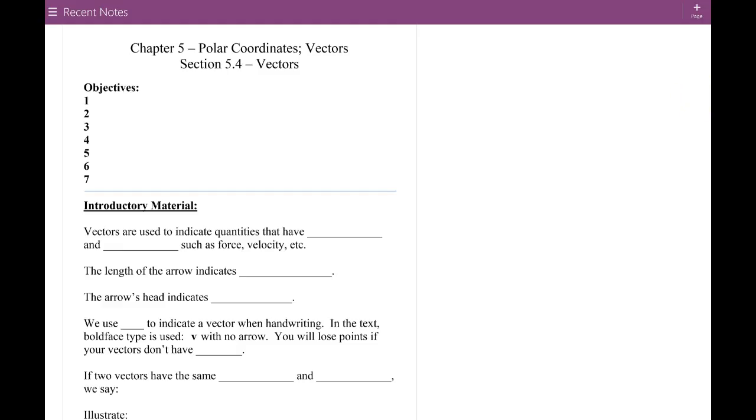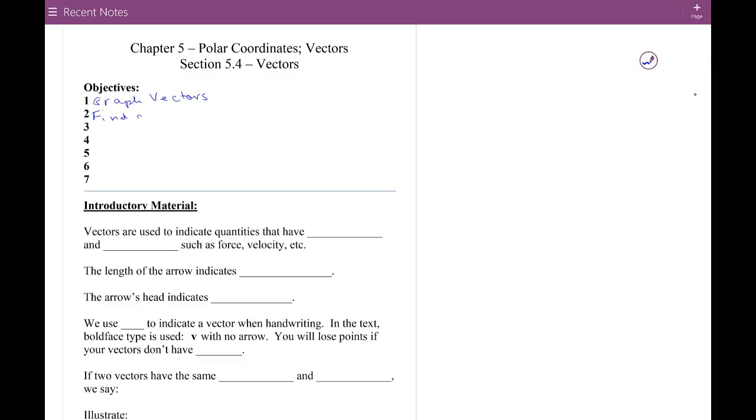So this is the last section we're going to do in Chapter 5, which has been about polar coordinates and vectors. So far we've looked a lot at polar coordinates, and now we're going to look at vectors. Section 5.4 is titled Vectors, and it has a lot of objectives, but some of them are very small, so don't get overwhelmed. The first objective is going to be to graph vectors, so you'll need graph paper.